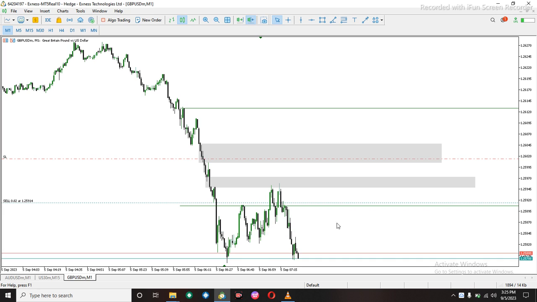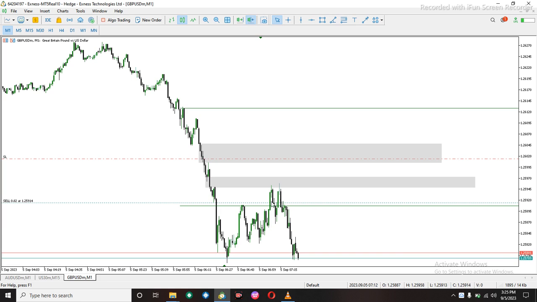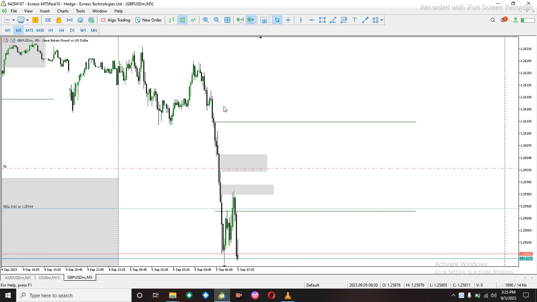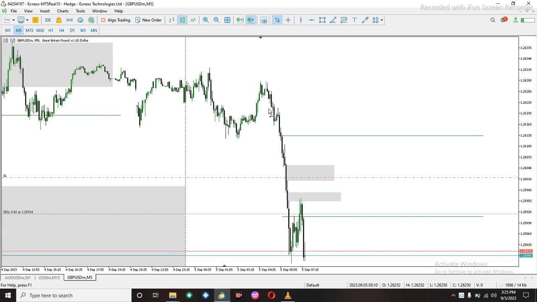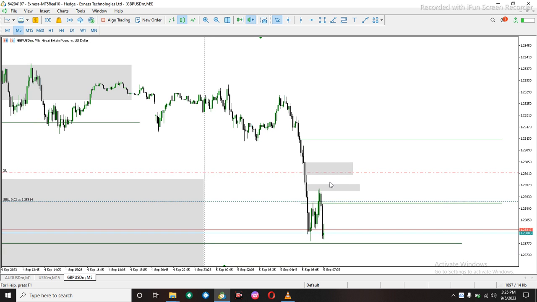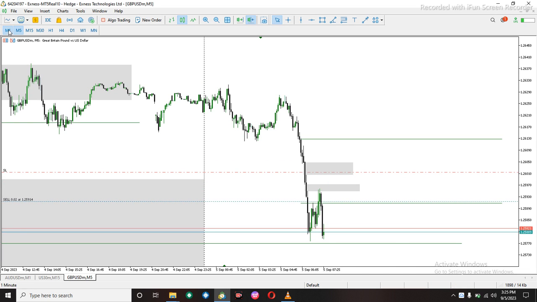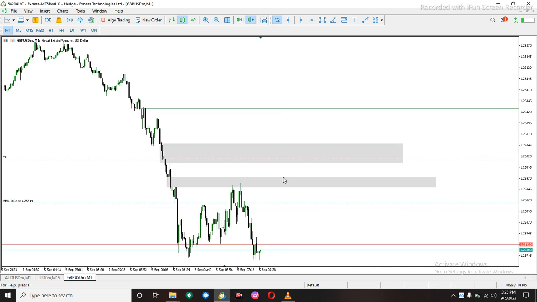Hey guys, what's up? We are still in the trade, and as you can see, price is moving vividly. Sorry about that. So let's see how far we've gone. Okay, almost 10 pips gone. That's wonderful. I'll still give you more updates later on.